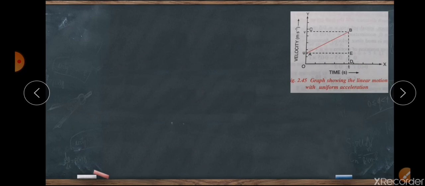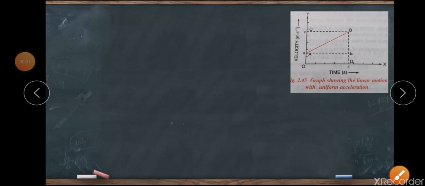Now for finding the second equation, that is S is equal to ut plus half at square, we are going to use the direct equation for area of trapezium. And to find the third equation of motion, v square is equal to u square plus 2as, you are going to split this graph into two, that is a triangle and a rectangle, find the area separately and add it, you will get the third equation of motion. That is how we are going to do now.